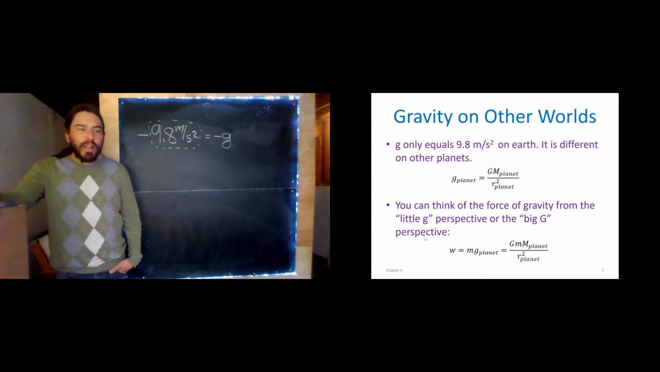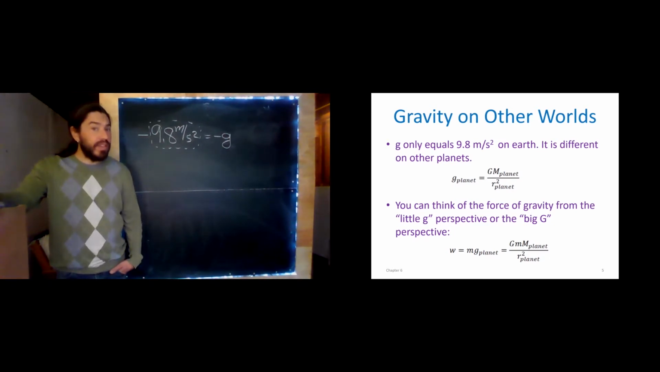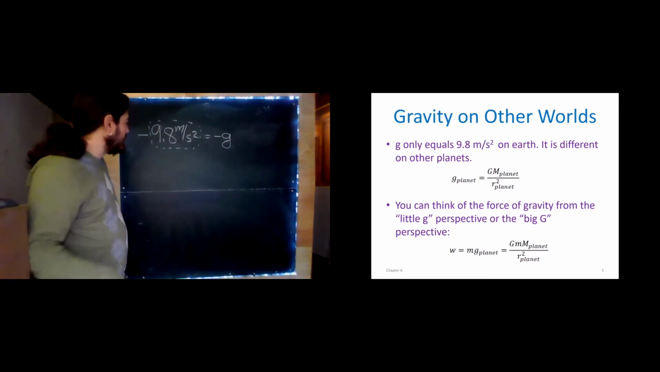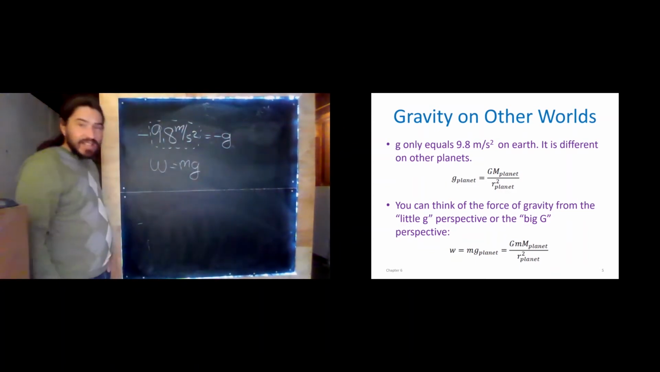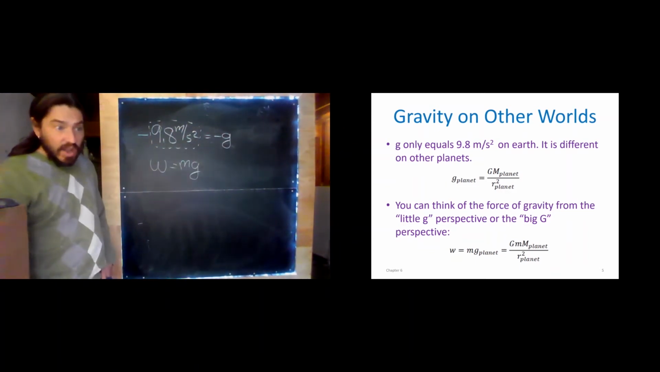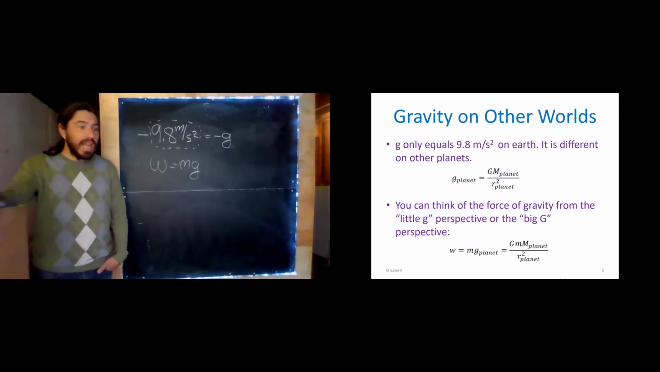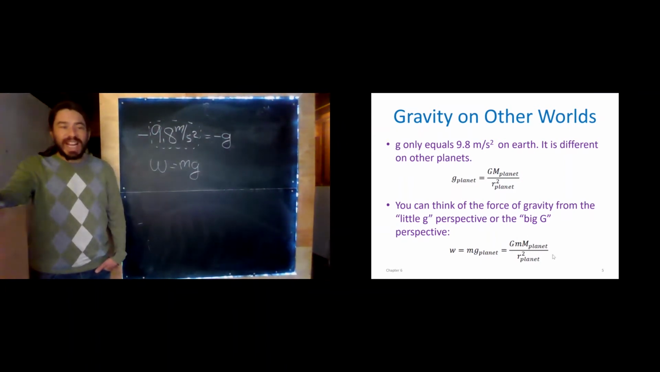And so we can think about the force of gravity from either the little g perspective, which is what we've done thus far, right? Thus far, we've used this idea of weight is equal to mass times gravity. That's the little g perspective. The big G perspective is that weight is equal to the force of gravity written like this. So we've got a big G perspective and a little g perspective. This perspective only works on the surface of a planet, if you know what g is for that planet. This perspective can work anywhere, right?